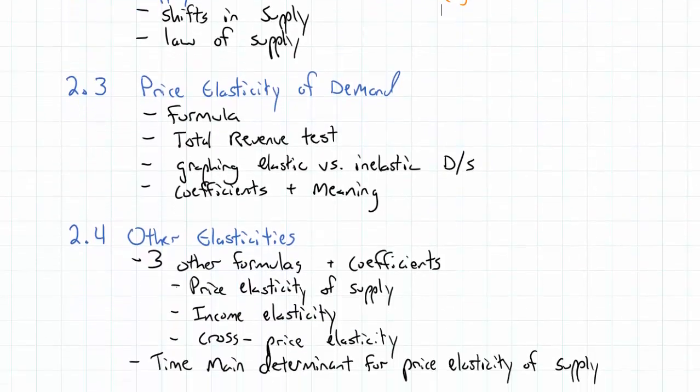With price elasticity of demand, this is by far the most important of the 4 elasticities. There's going to be lots of questions on this, and what I really want you to know is the formula and how to calculate the price elasticity of demand, and the total revenue test. So if I give you information about the price and the total revenue, or the quantity and the total revenue, you'd be able to tell me if it's going to be elastic, inelastic, or unit elastic. I also want you to be familiar with graphing those, and graphing something that's perfectly elastic, perfectly inelastic, or just relatively elastic or inelastic.